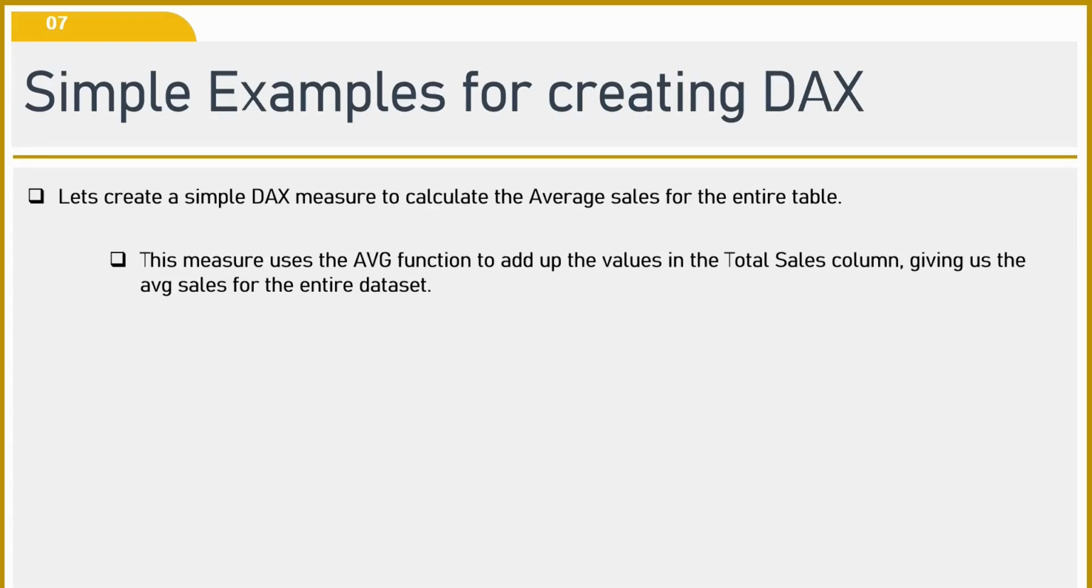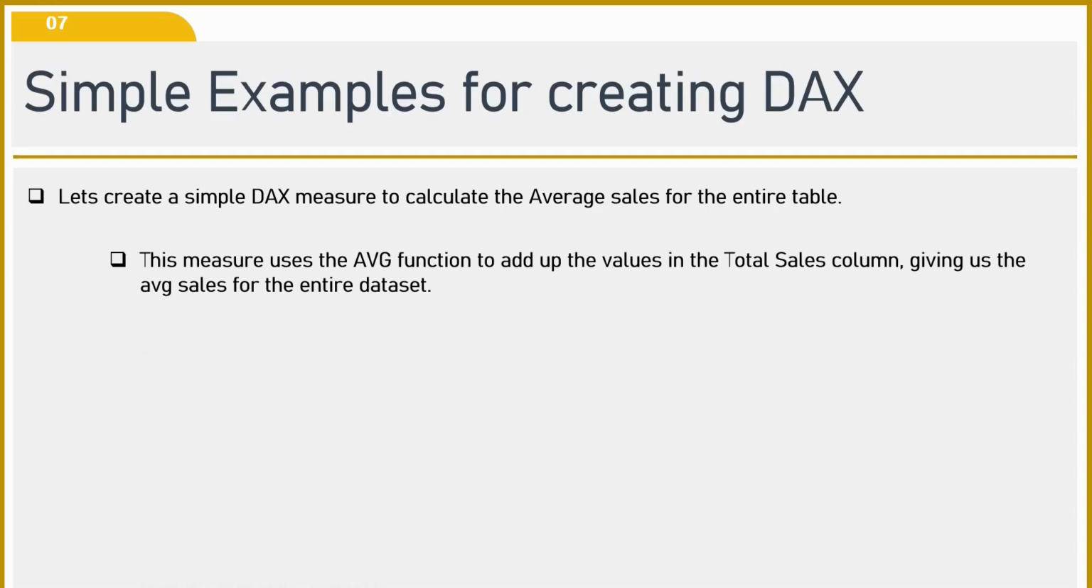Let's create a simple DAX measure to calculate the average sales for the entire table. We will take an example wherein there is data uploaded in Power BI, and based on the data, I want to calculate the average sales. This measure uses the average function on the total sales column, giving us the average sales for the entire data set.